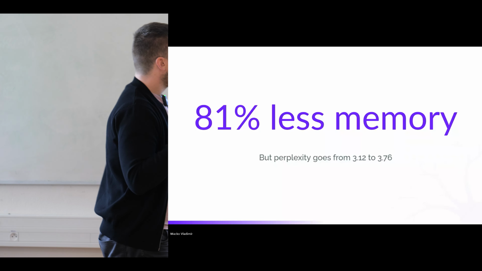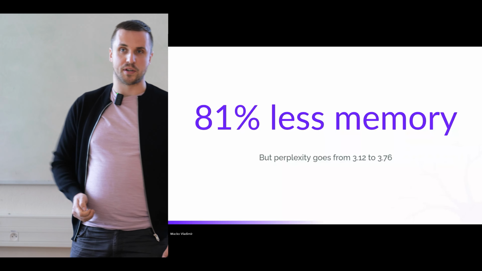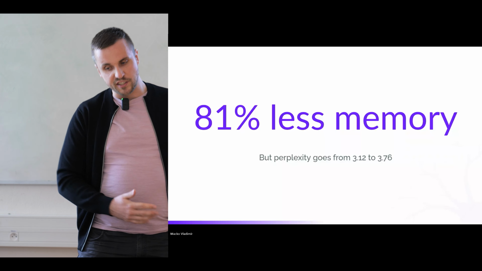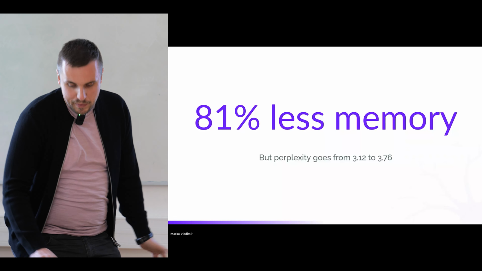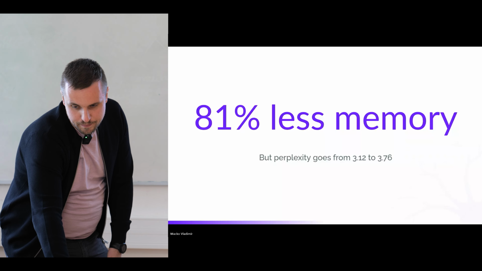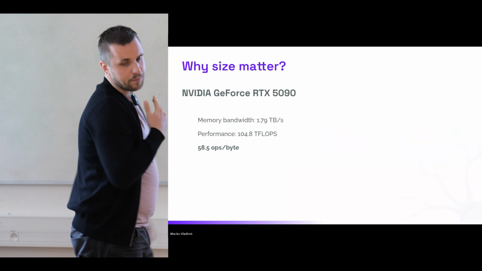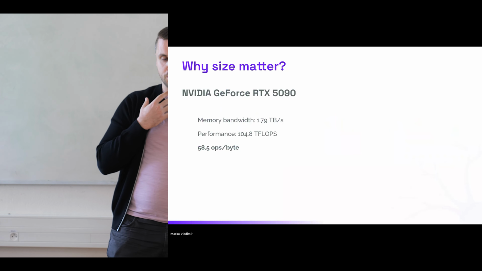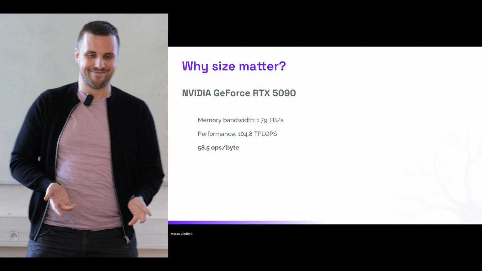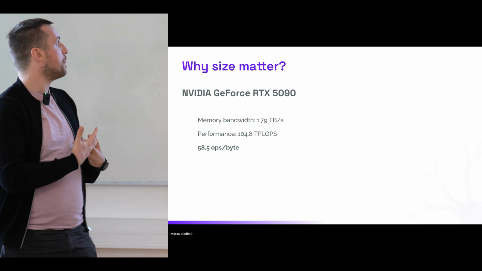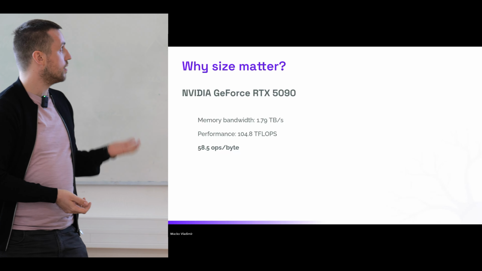So overall, this method can reduce the size of the model by a staggering 81%. However, it increases the perplexity from 3.12 to 3.76, which may be completely fine for some applications. Okay, we saved some disk space and some memory, but does it matter? And can we push it further? How does it, for example, relate to the speed of the inference of the model?